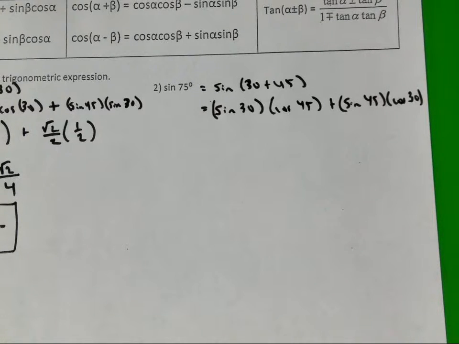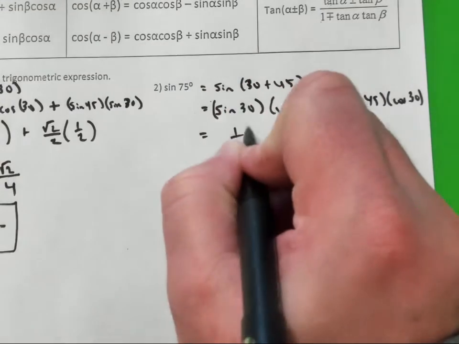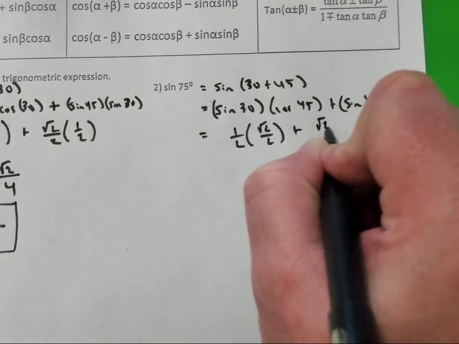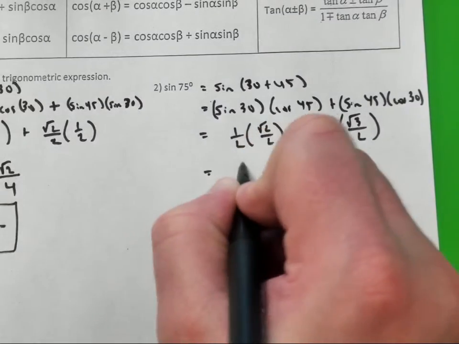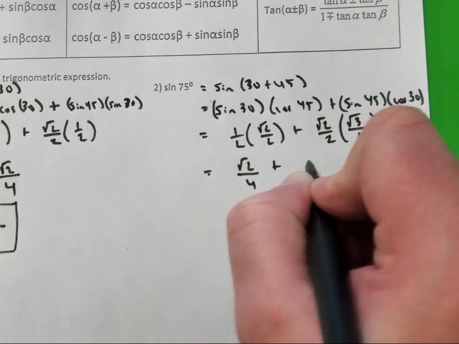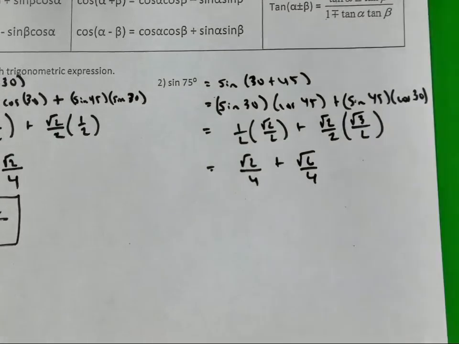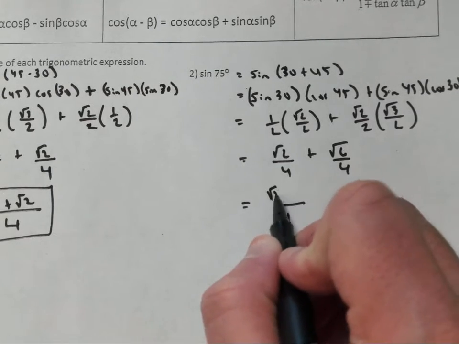Okay? Are there any questions so far? What's the sine of 30? 1/2. What's the cosine of 45? Sine of 45. And cosine of 30. I'm adding fractions. I have a common denominator.